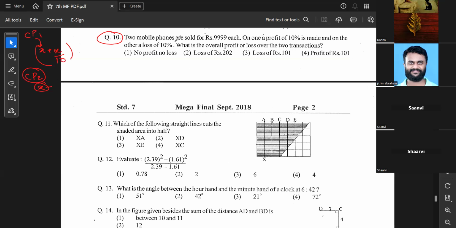Yes, Sanna, tell me. I also got the same answer from his method. I also got a loss of rupees 202 only. Even I got the correct answer using that method.